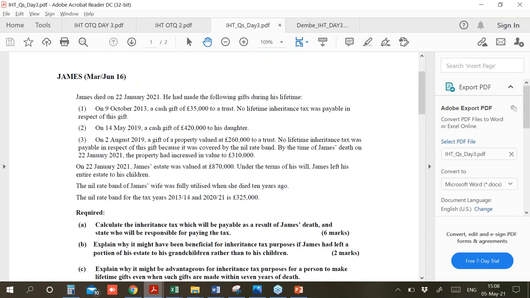Let's talk about the first one. James died on 22nd January 2021. He made the following gifts during his lifetime. Now I'll split my screen half and half with a spreadsheet so that I can solve this question with you.